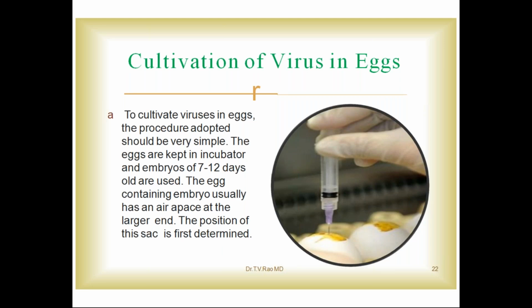To cultivate viruses in eggs, the procedure adopted should be very simple. The eggs are kept in the incubator, and embryos of 7 to 12 days old are used. The egg containing the embryo usually has an air space at the larger end. The position of the air sac is first determined, and then only we can inoculate into the egg.